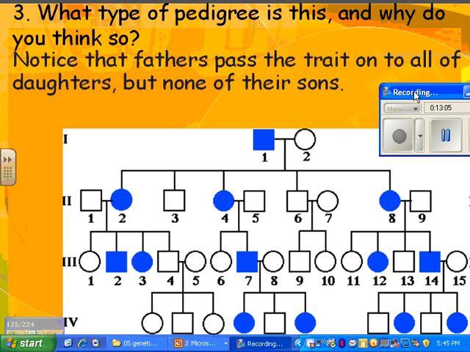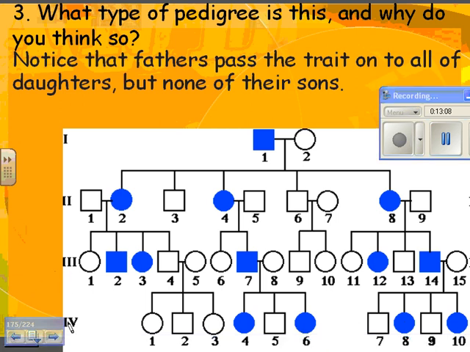So notice that the fathers pass the trait on to all of the daughters, but none of the sons, because here's a dad, right? Here's his bad gene. He gives his Y chromosome to his boys, right? When these things split up in meiosis, the X chromosome goes to some sperm and the Y chromosome goes to some sperm. So if the Y fertilizes the egg, then you get a boy. If the X fertilizes an egg, then you get a girl with that problem. When a girl makes babies, she got a bad X chromosome plus a good one from mom.